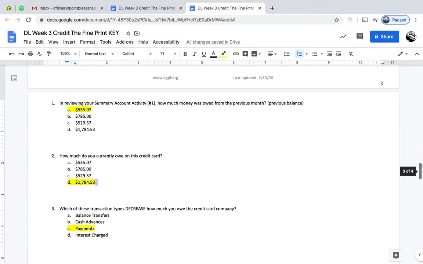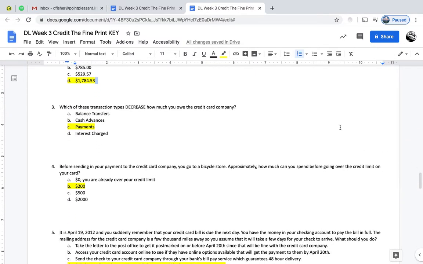And the third question, the only way to decrease the money you owe is by making payments. When you balance transfer, you're taking debt from another credit card, putting it on this one. Cash advance, you're literally borrowing cash instead of going to a store and using it. Very expensive. And obviously the interest is only going to add to the debt you owe. Payments is the only way to pay down your debt.